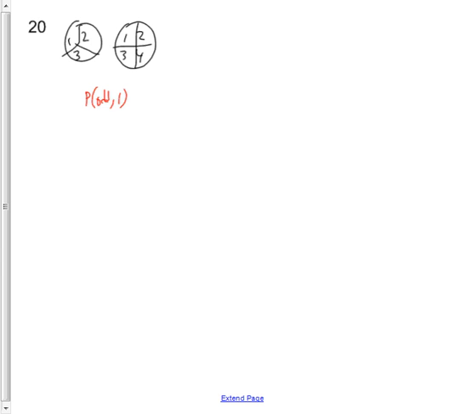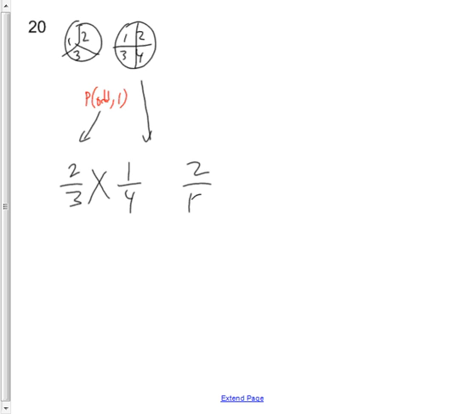Question 20 is your probability question. It says, what's the probability of spinning an odd number on the first spinner and a 1 on the second spinner? And in grade 8, you learned that for independent events, the combined probability is the product of each independent event. So the first event, odd, you have 2 chances out of 3 to spin an odd number. In the second event, you have 1 chance out of 4 to spin the number 1.